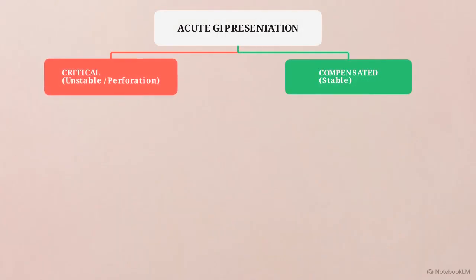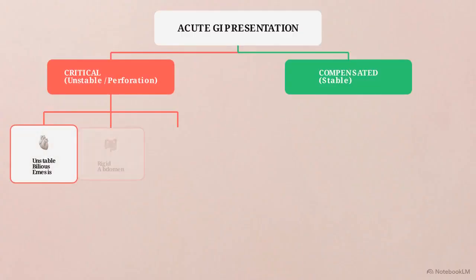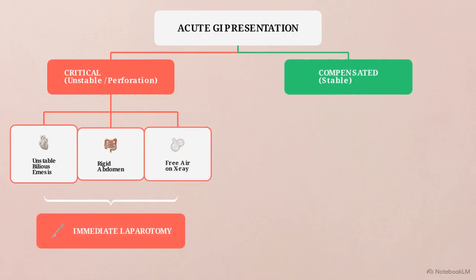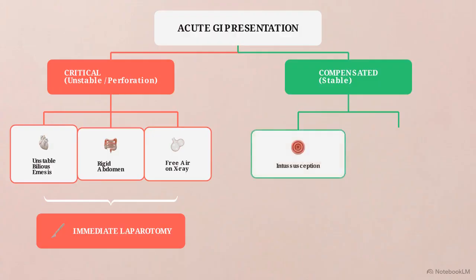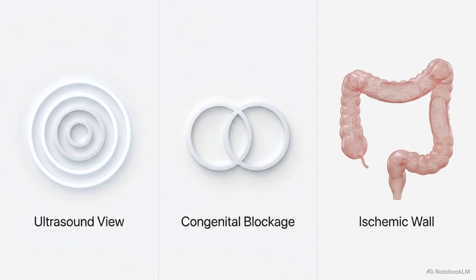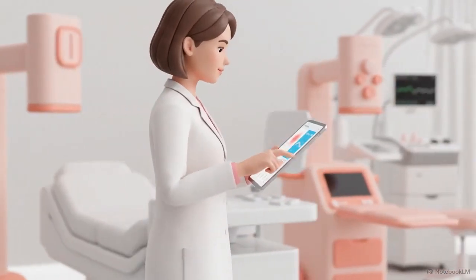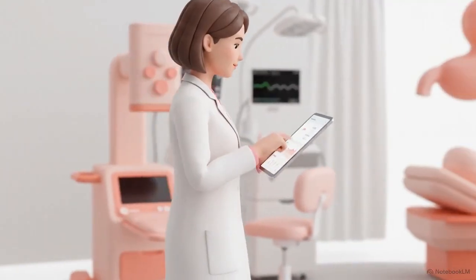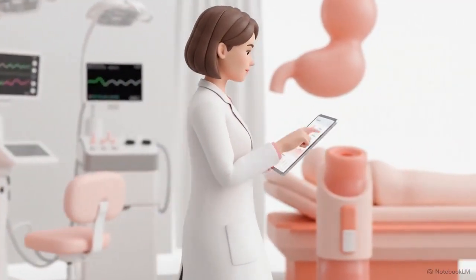This tree filters symptoms by instability or perforation. In the red pathway, unstable bilious emesis, intussusception with a rigid abdomen, or NEC with free air all require immediate laparotomy. Stable patients take the green pathway, enemas for intussusception, and bowel rest with antibiotics for NEC. This graphic summarizes the specific radiographic indicators, the target sign for intussusception, the double bubble for duodenal atresia, and pneumatosis intestinalis for NEC. Identifying these chronological patterns and imaging findings provides the exact evidence needed to select the correct next step in management.